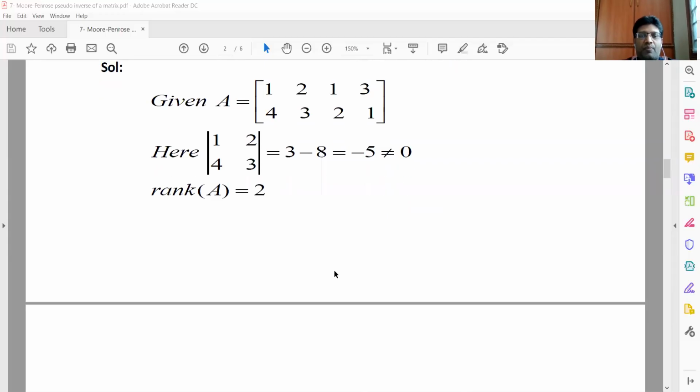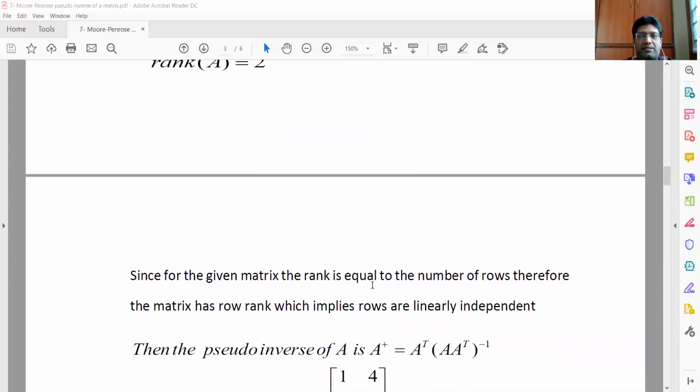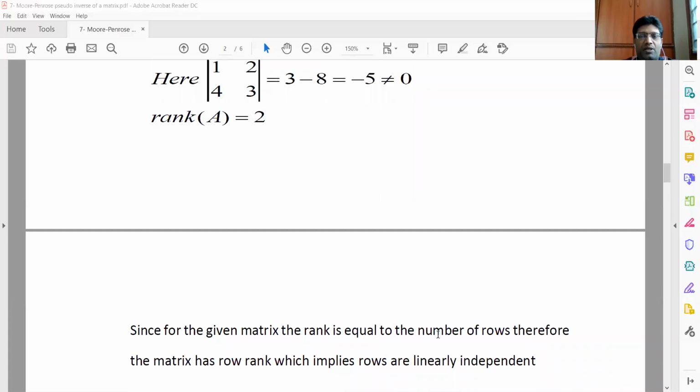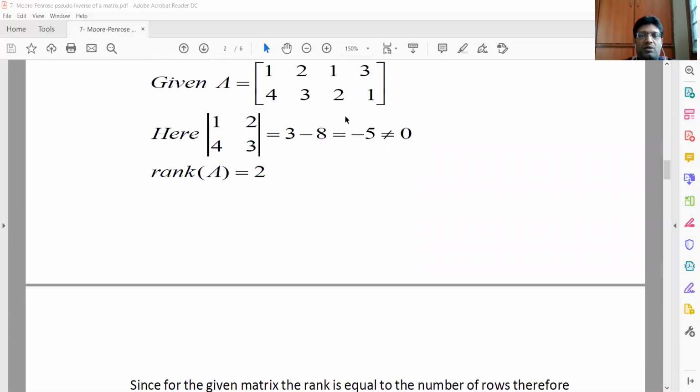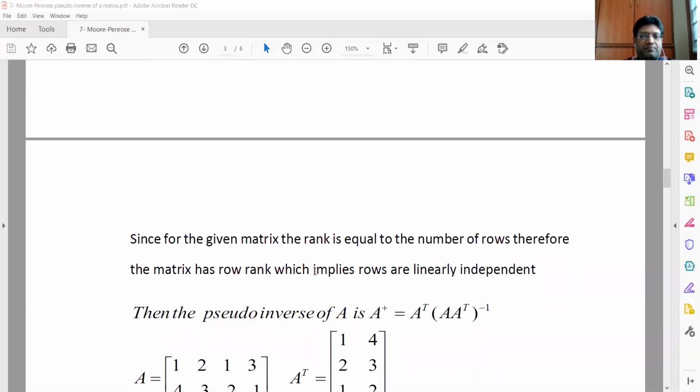So rank is 2. Next, for the given matrix, this rank is equal to the number of rows. How many rows are there here? 2 rows are there. This matrix is of order 2 by 4, as we saw in the beginning in the definition. That means 2 rows are there and rank is 2. Therefore, according to the definition, since the rank is equal to the number of rows, the matrix has row rank, which implies rows are linearly independent.